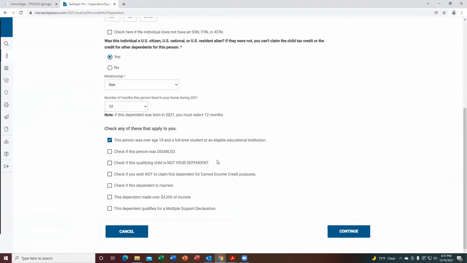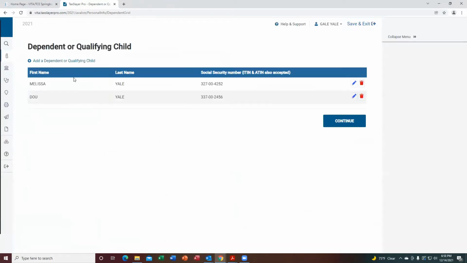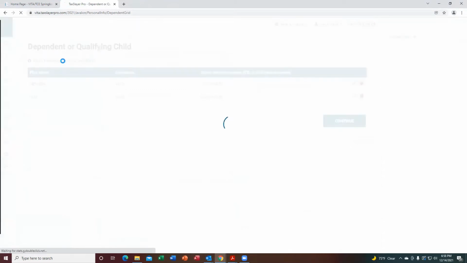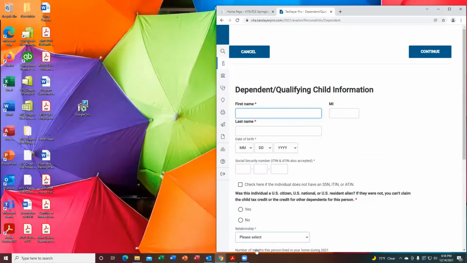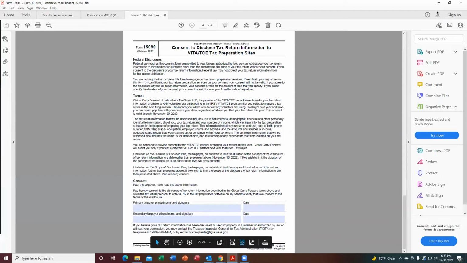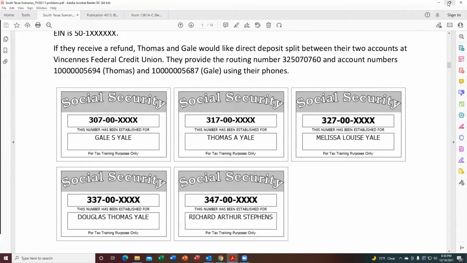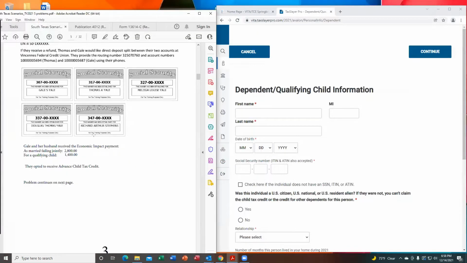And then we're adding the brother. Right. So I'm going to finish with this one here for Douglas. And now we're going to add another dependent, which is a brother. And so the brother is Richard.